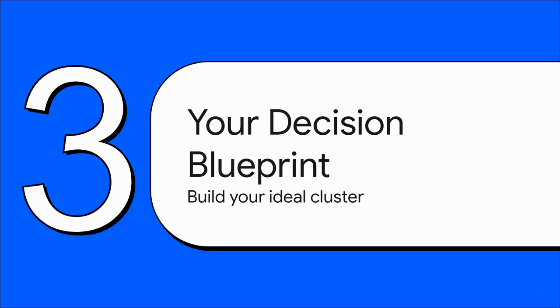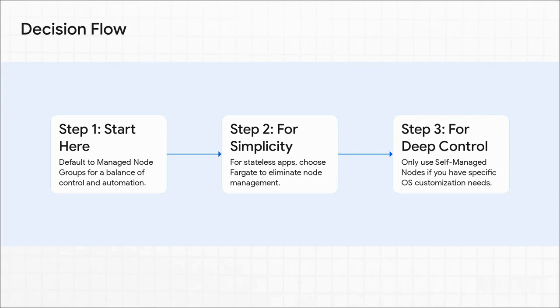All right, we've covered the theory. Now let's get practical. How do you actually make this decision for your project? Let's build out a simple but really effective blueprint that you can use every single time. Here's a dead simple 3-step process. First, just start with managed node groups. It's the safe, sensible default, it's the sweet spot. Second, ask yourself, do I have any stateless workloads? Things like APIs or web front-ends where every request is on its own. If the answer is yes, choose Fargate for those. If you don't need to manage the nodes, then just don't. And third, only, and I mean only, use self-managed nodes if you have a really compelling documented reason. That extra control comes at a pretty high cost, so you better be sure it's worth it.